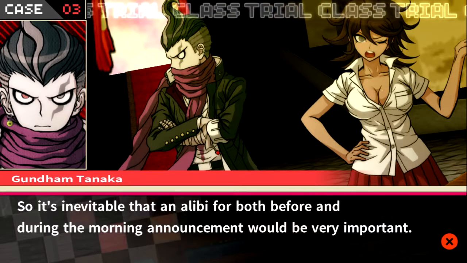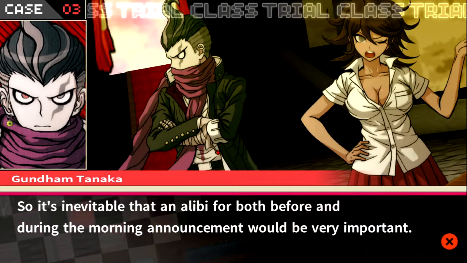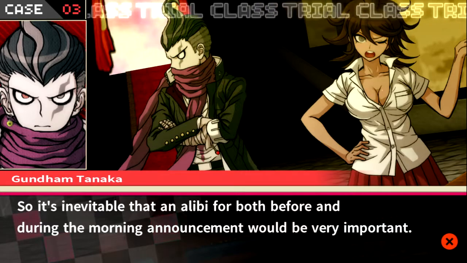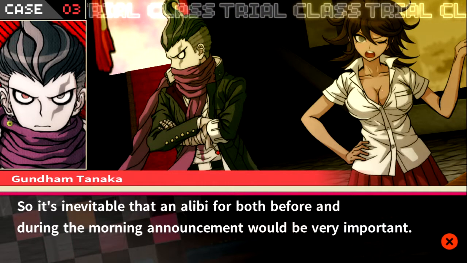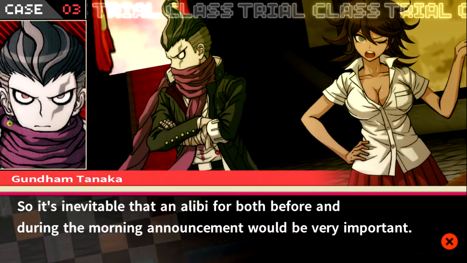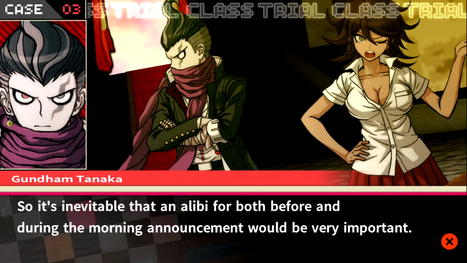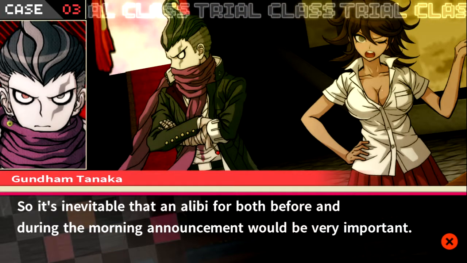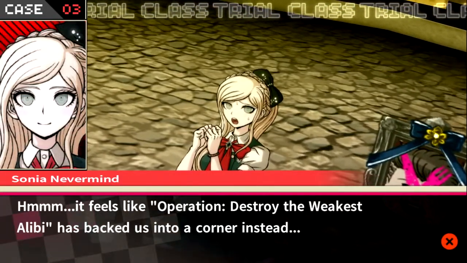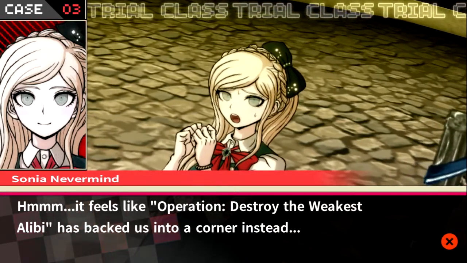So, can I just point something out right here? There's a logic flaw. Kind of. If they falsified the time of the murders, how do we know the murders actually happened when they were supposed to? In which case, these alibis we have are actually kind of worthless. It feels like Operation Destroy the Weakest Alibi has backed us into a corner instead.